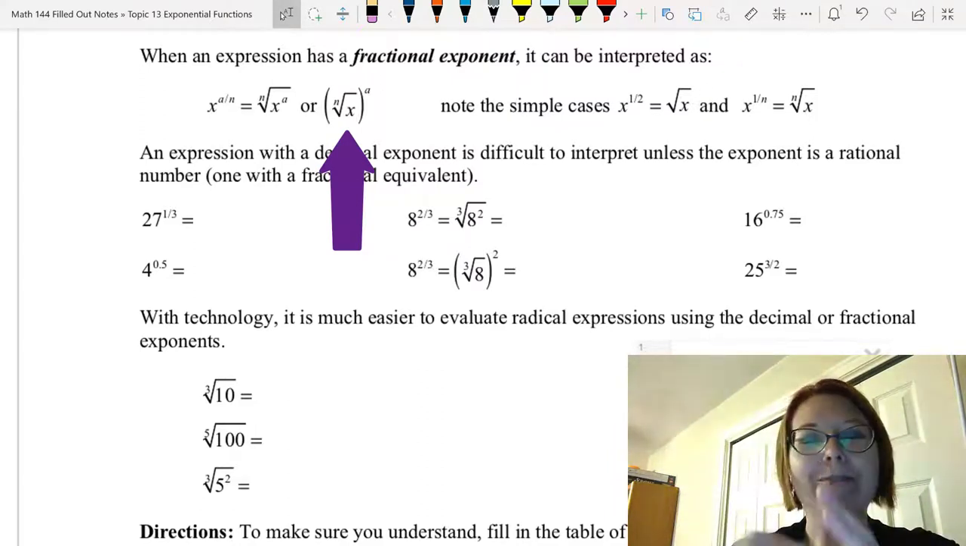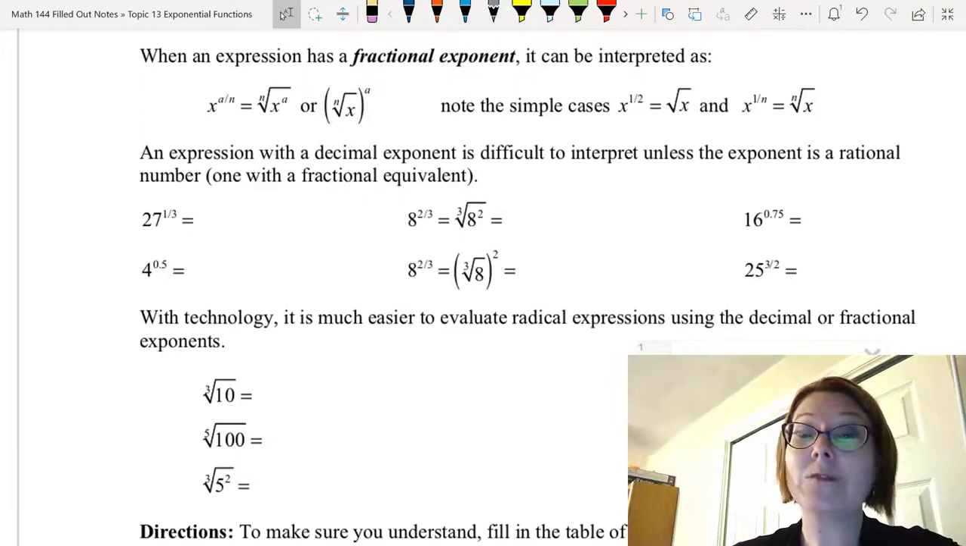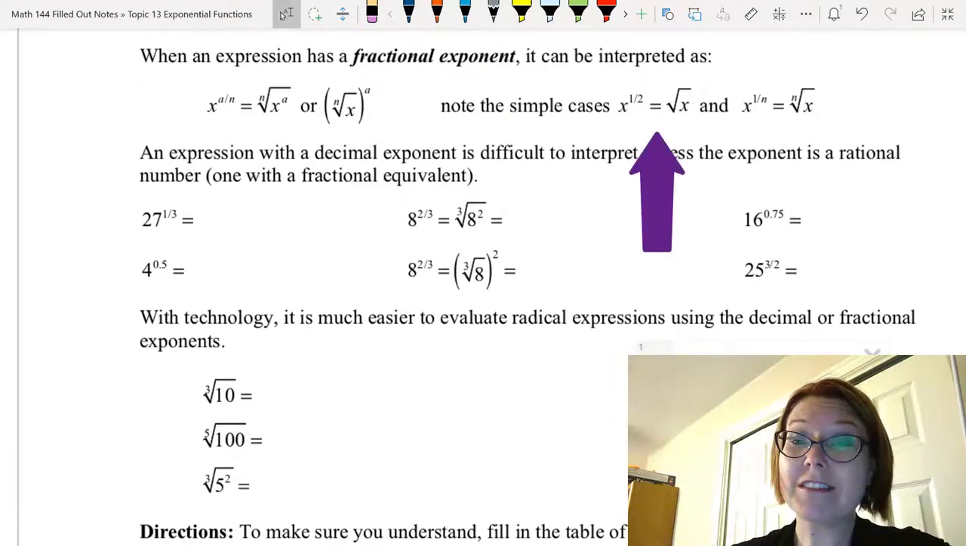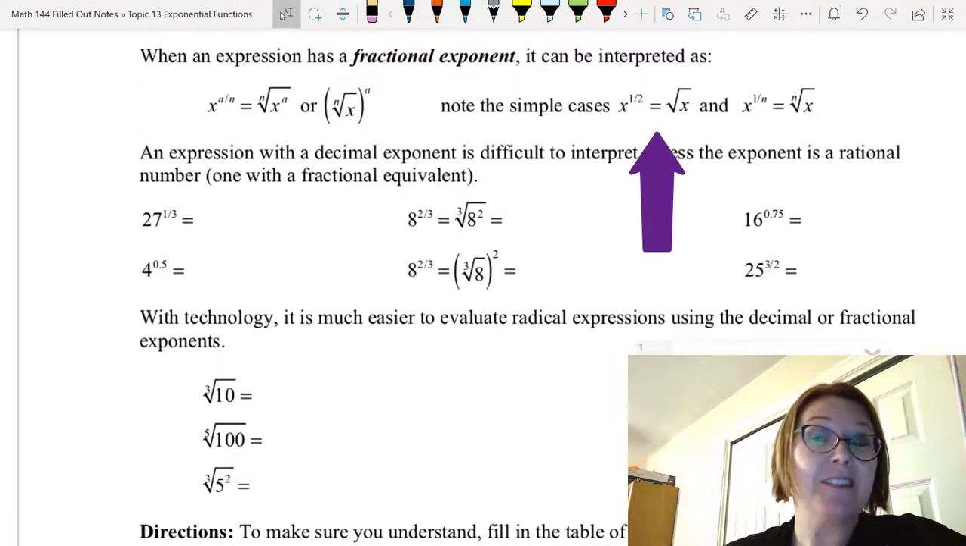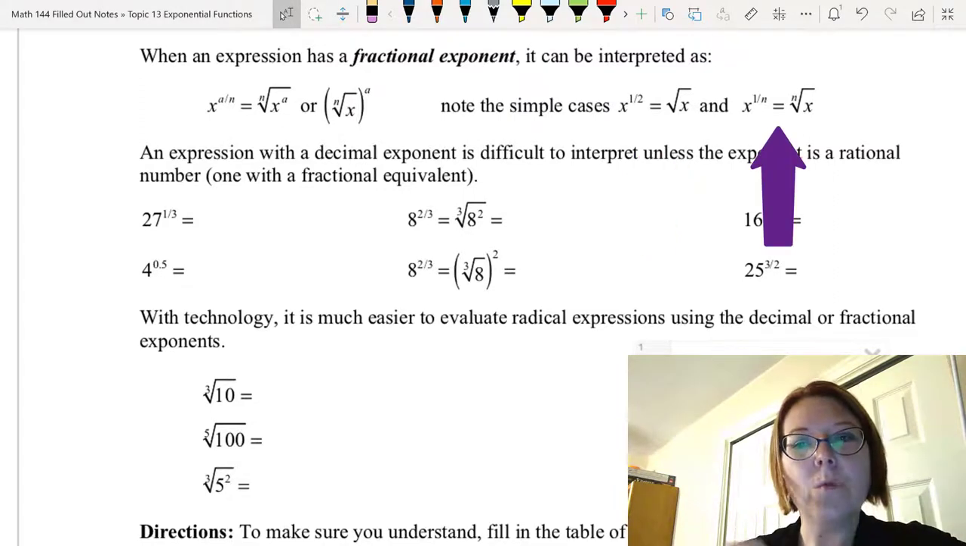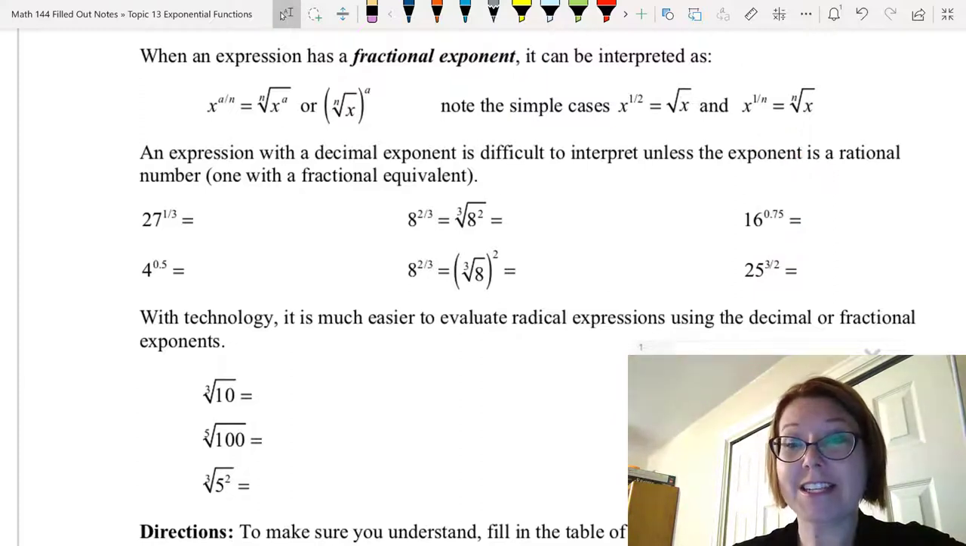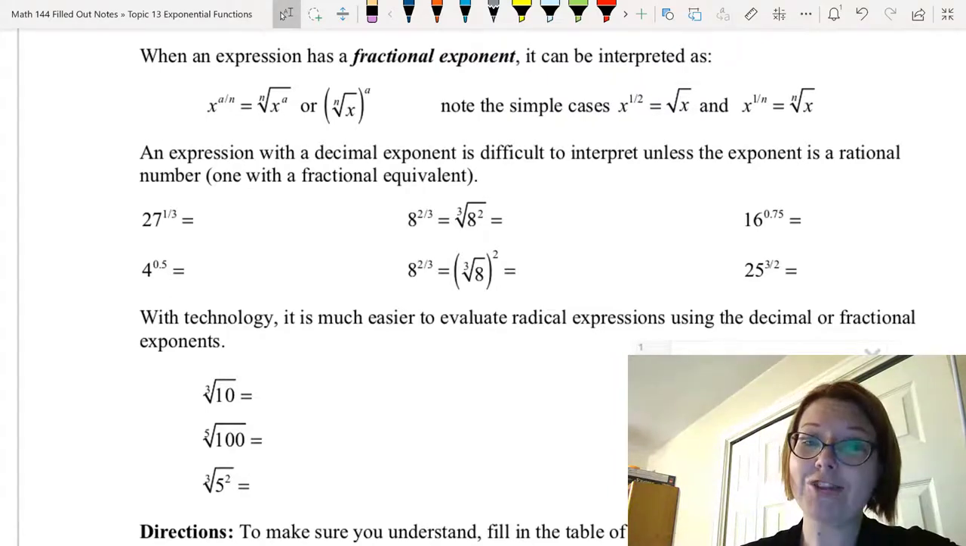Now note, there are very simple cases of this, like x to the 1/2 is just the square root of x to the first. That's just the square root of x. And x to the 1 over n power would be just the nth root of x. So those are kind of simplified cases of this x to the a over n. Now, an expression with decimal exponents is difficult to interpret unless the exponent is actually a rational number. And that's because a rational number is one with a fractional equivalent.